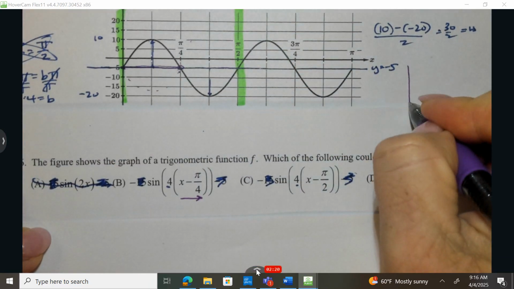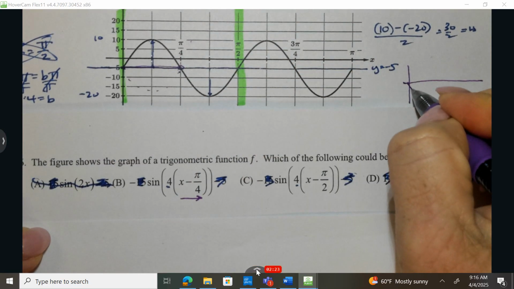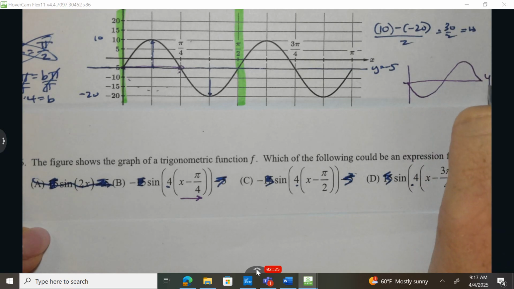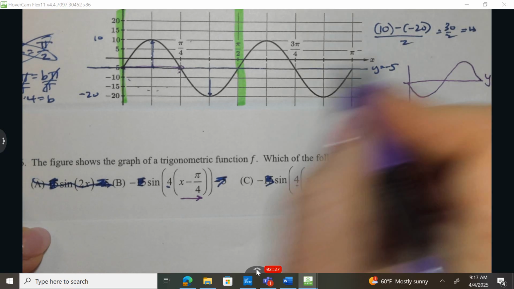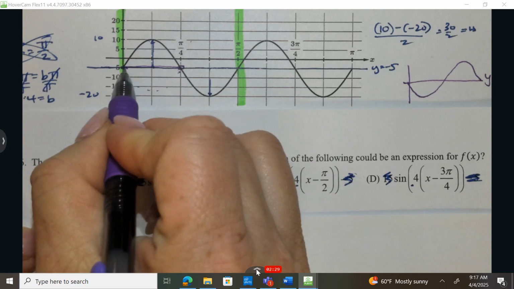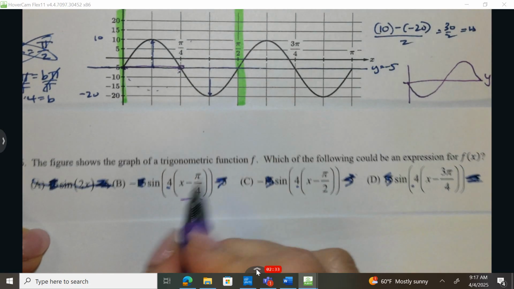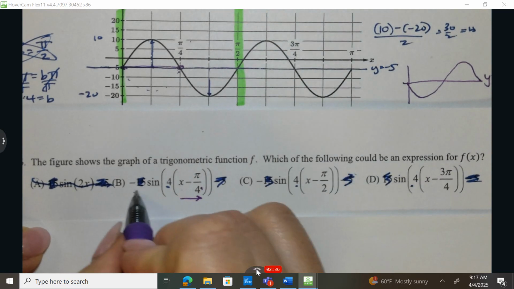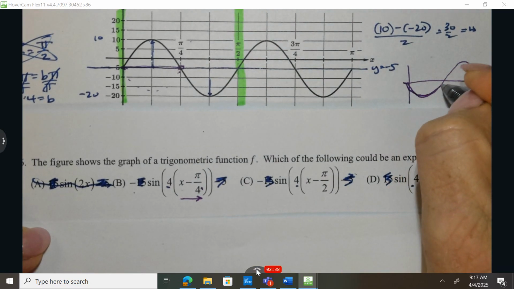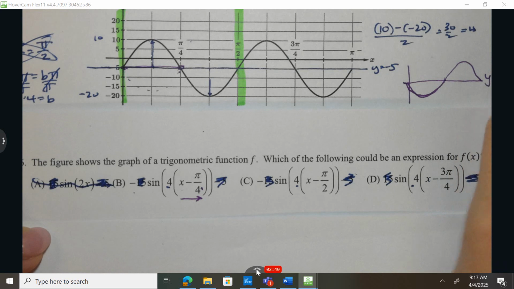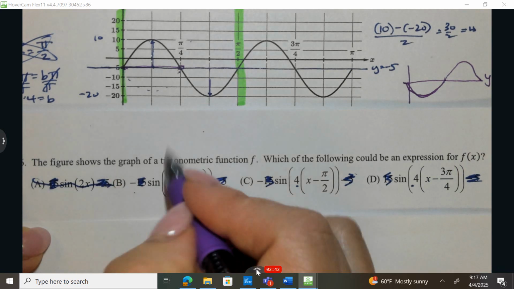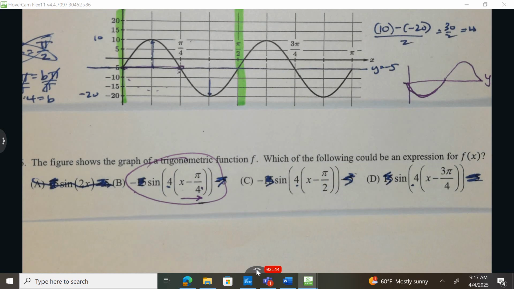So if you are a visual learner like myself, it would be looking like this. If this is my midline of y equals negative 5, I shifted this over. I pulled all of this over. And so I can see that now, yes, that works, that lines up. I also can see that we have a reflection across the midline of y equals negative 5. So I need the negative out front. That makes this the correct answer.